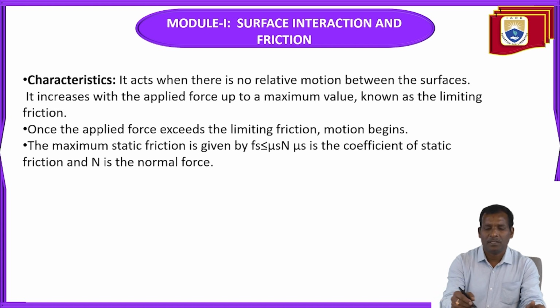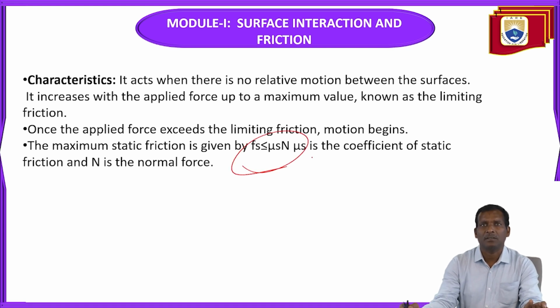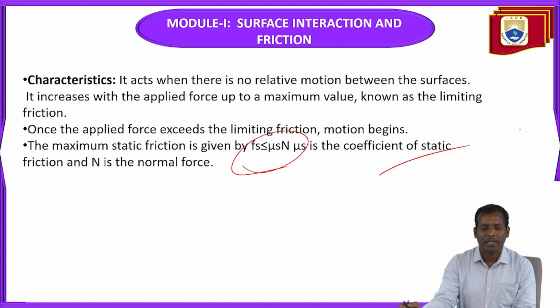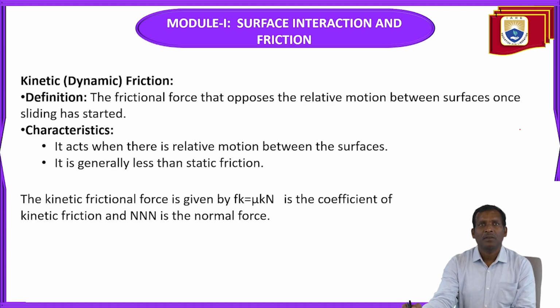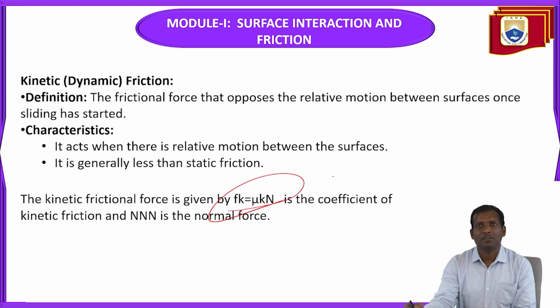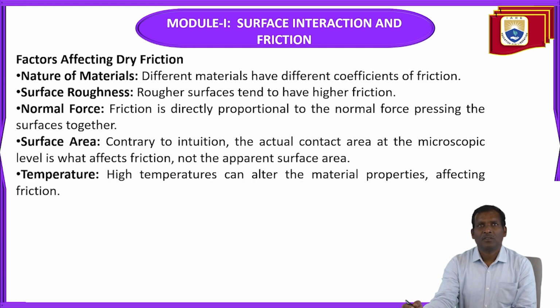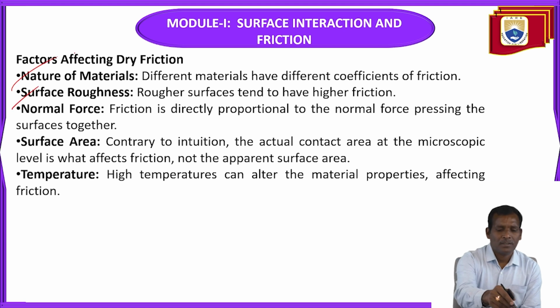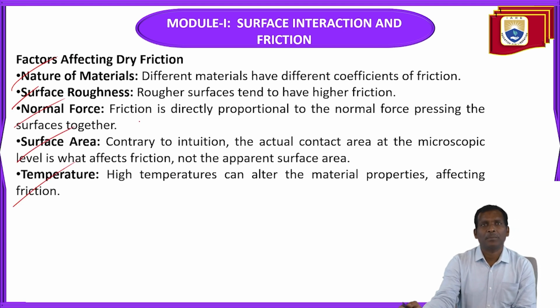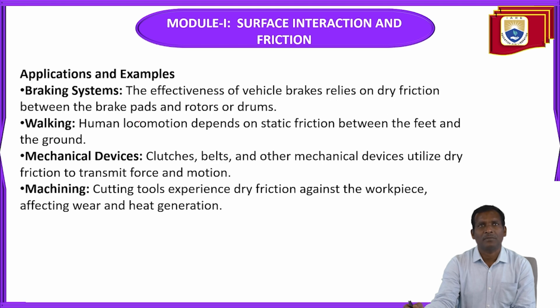So the static friction you can write like this: Fs less than or equal to mu multiplied with N. Here mu is the static friction coefficient, N is the normal force. Whereas in kinetic or dynamic friction, you can write Fk is equal to mu_k N. It acts when there is a relative motion between the surfaces. The factors affecting the dry friction: nature of materials, surface roughness, normal force, surface area, temperature. These are the factors affecting the dry friction.